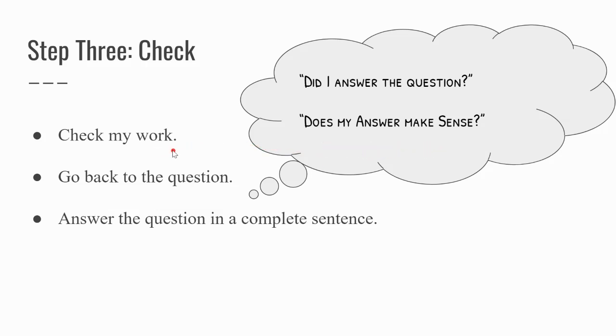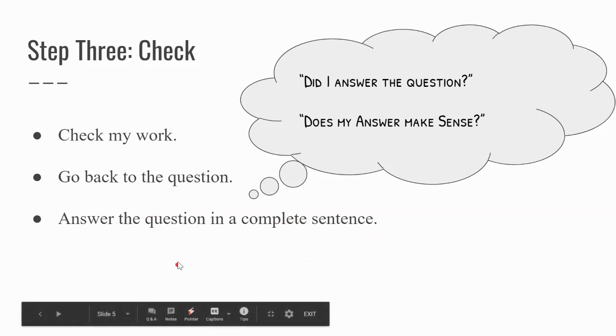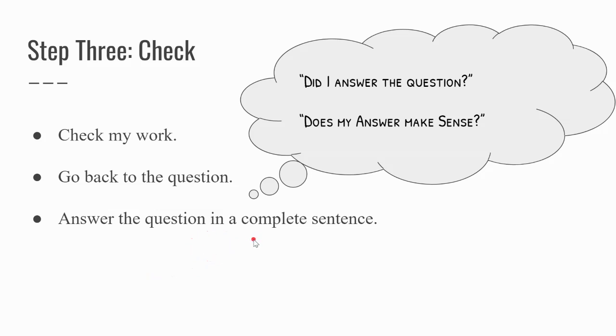So you're going to check the work. You're going to go back to the question, and then write your answer in a complete sentence. For example, Susan now has 5 cats. That would be a great way to finish that question.